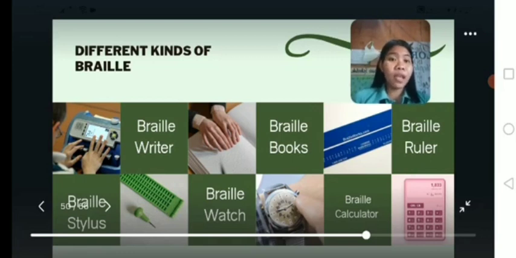So those 6 keys can form letters, contractions, and symbols used in Braille. The second one is the Braille stylus and slate also.